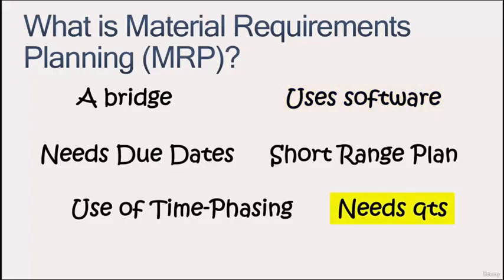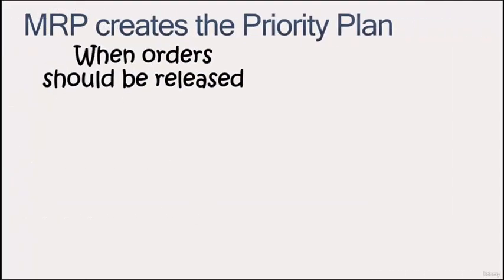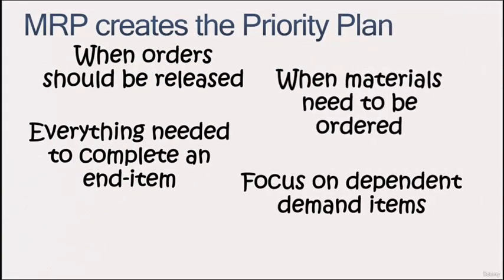MRP uses the MPS for the quantities and due dates of the end items and creates a time phase plan that tells you what components and materials are needed to make an end item and when they're needed. If you're wondering what time phasing is, I'm going to discuss it later in this section and show you how it works. MRP creates what's called a priority plan that tells you when orders should be released into work, when materials purchased from suppliers need to be ordered and received, and when components need to be ready.